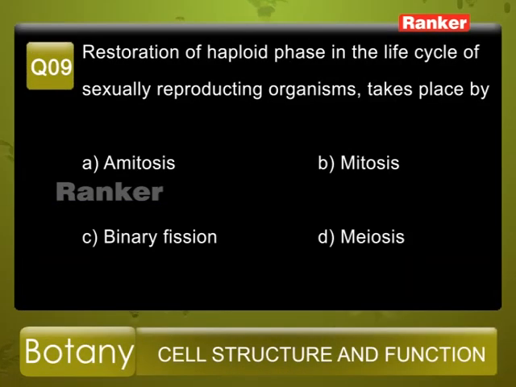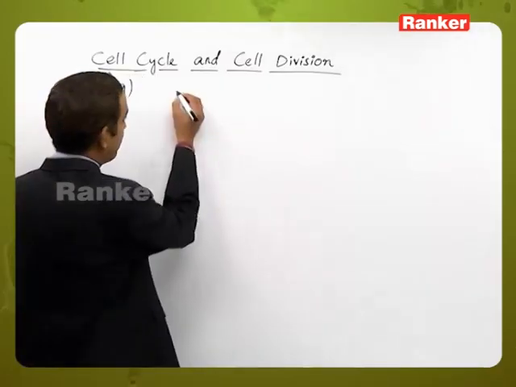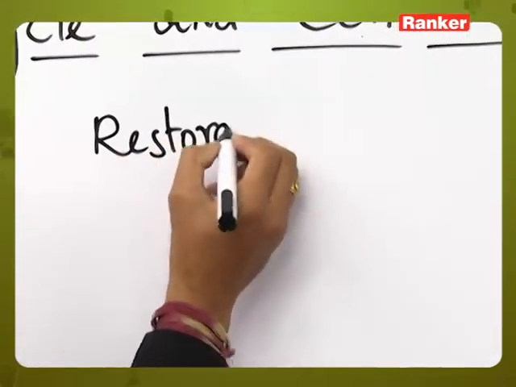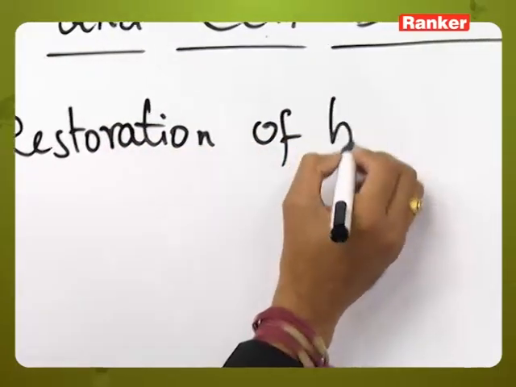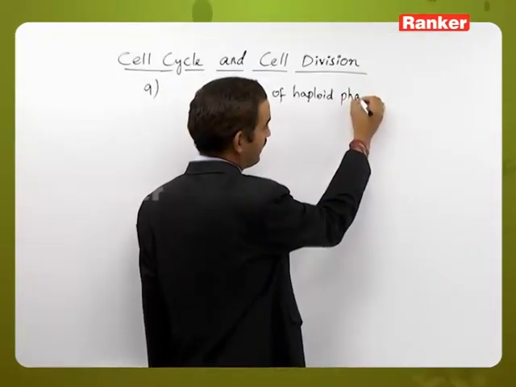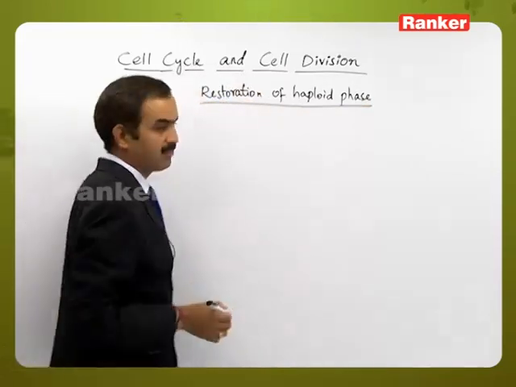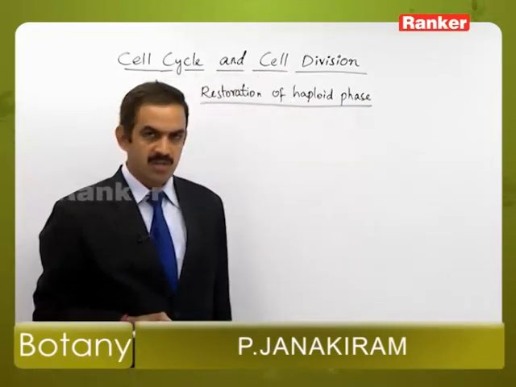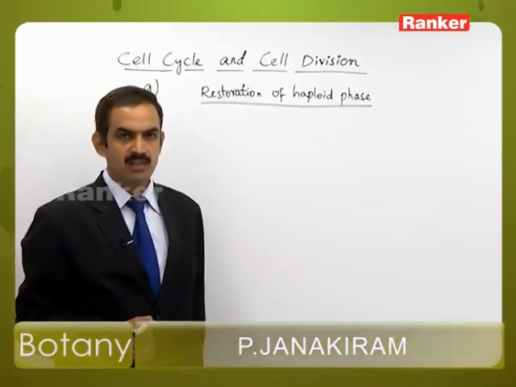Question number 9. Restoring of haploid phase in the life cycle of sexually reproducing organisms takes place by. The given options are A. Amitosis, B. Mitosis, C. Binary fission, and D. Meiosis. Here, restoration of the haploid phase is a process that can be seen in sexually reproducing organisms, particularly in the lower organisms.